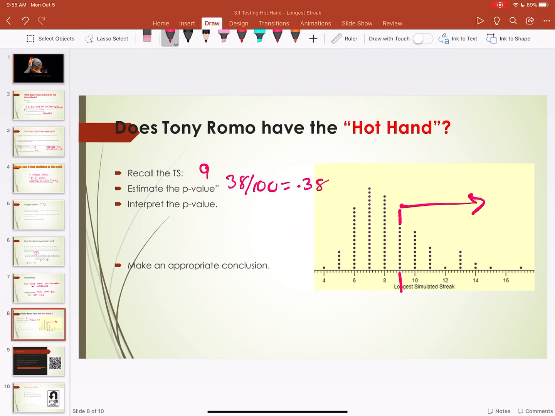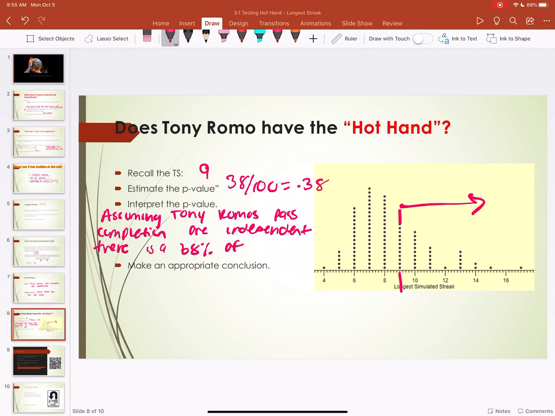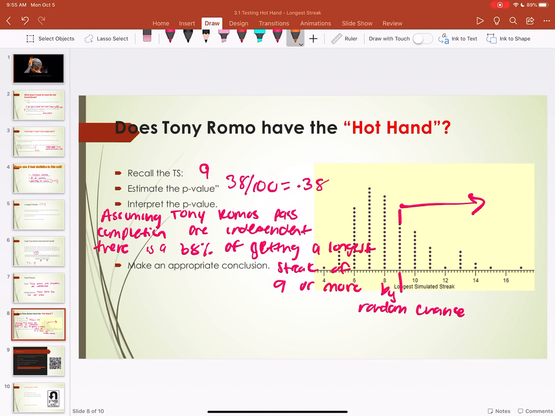When we interpret, we always assume the null hypothesis. So assuming Tony Romo's past completions are independent, there is a 38% chance of getting a longest streak of 9 or more by random chance. A lot of this is similar language to what we looked at last unit, but this time my actual test statistic is the longest streak, so you want to specify that the longest streak is 9. Before we were talking about the difference in proportion, but now we're talking about a longest streak.